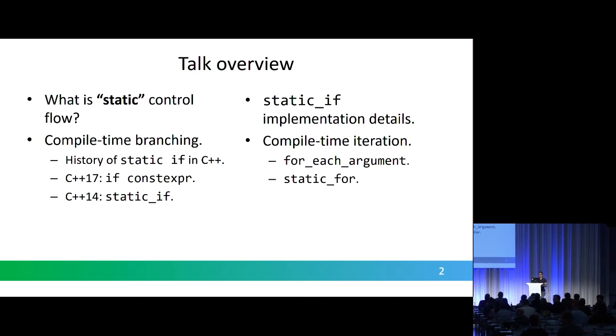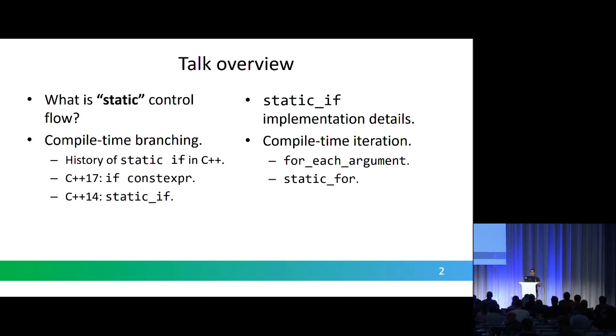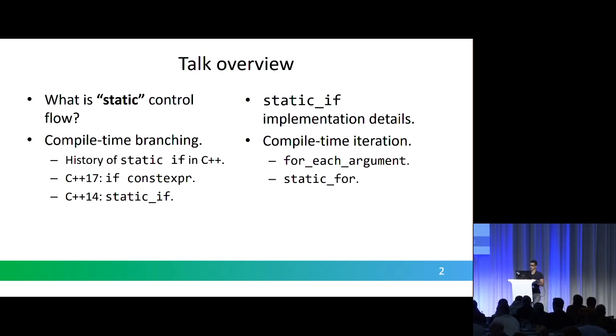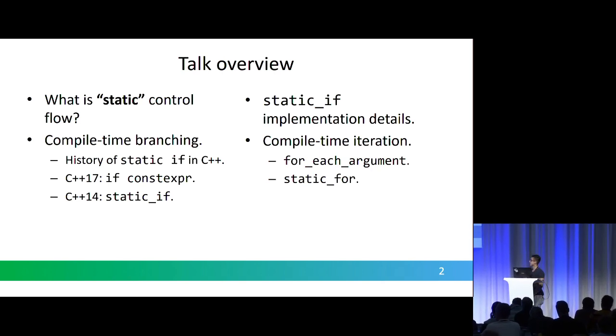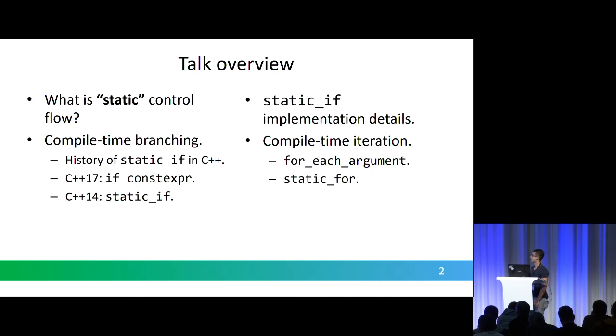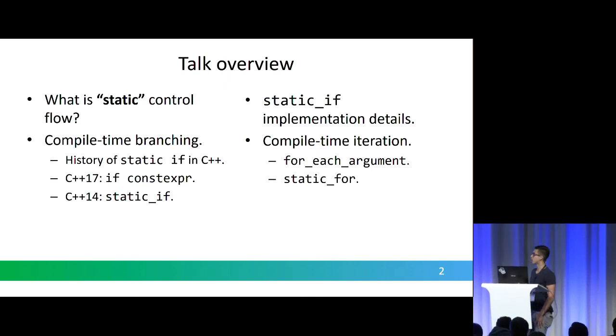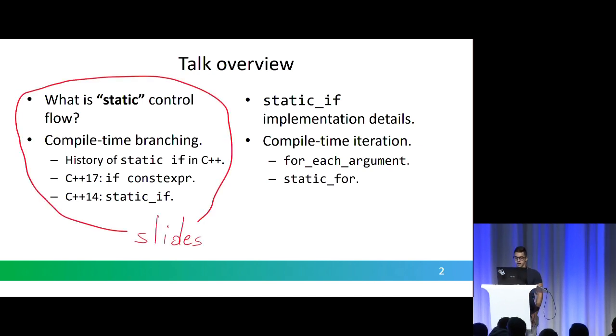So we're going to begin by defining static control flow. What do I mean by static? Then we're going to take a look at the history of static if in C++. We're going to take a look at if-const-expr, which is a new thing in C++17, and we're going to look at how to implement our own static if in C++14. And all of this will be done with slides.